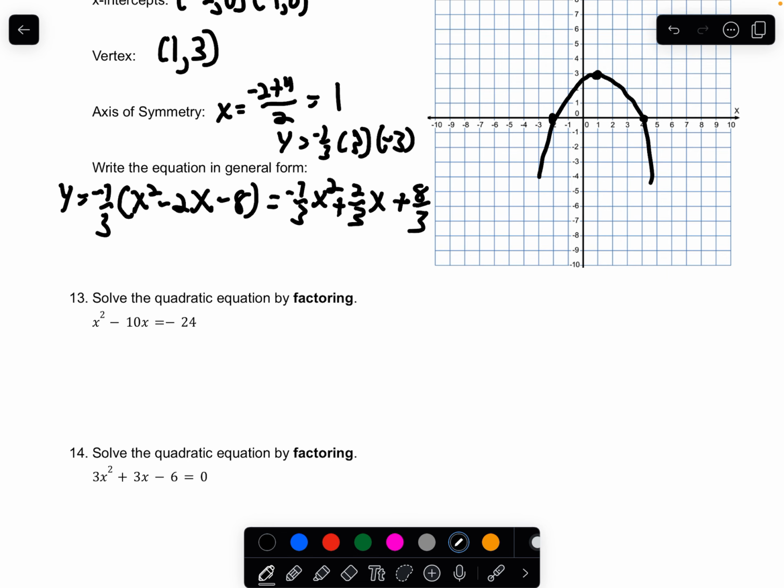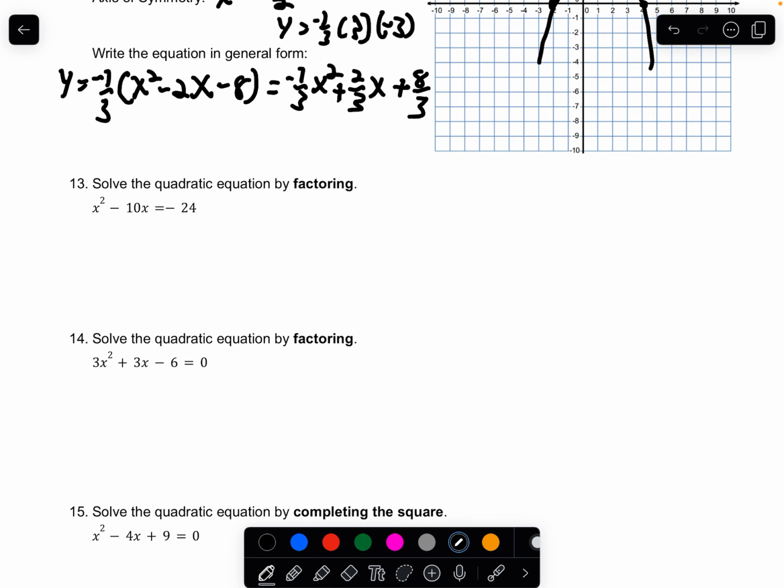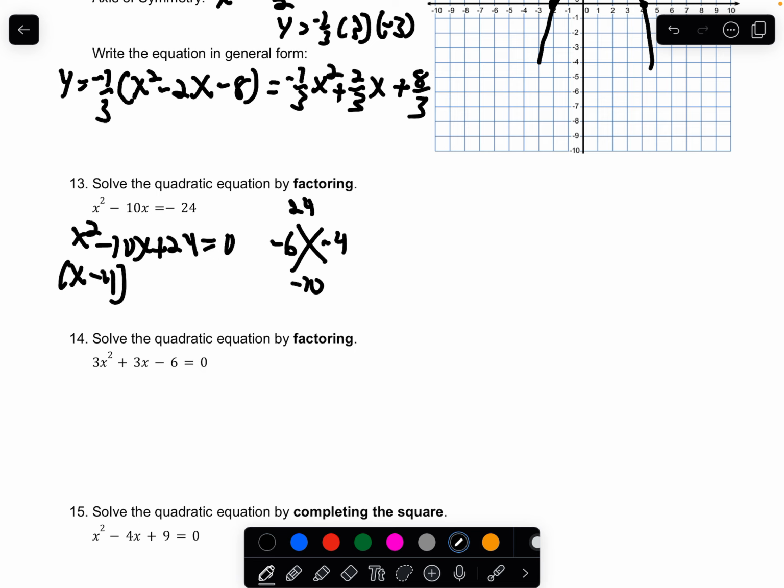To solve the quadratic equation by factoring, remember, to solve any of these polynomials, quadratics, you have to have it equal to 0. So the first thing I would do is add 24 to both sides. We got that. Then by factoring, we're looking for a product that multiplies to 24 but adds up to -10, and that happens to be -6 and -4. So it's x minus 6, x minus 4 equal to 0. You get 6 and 4 as your solutions.